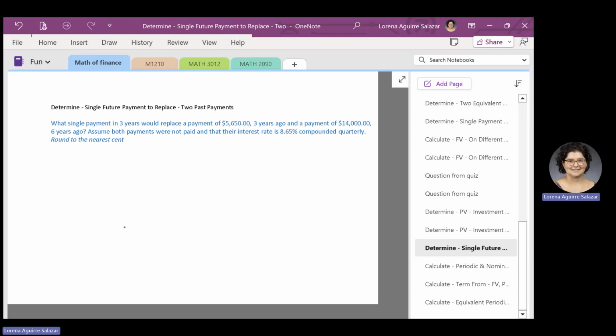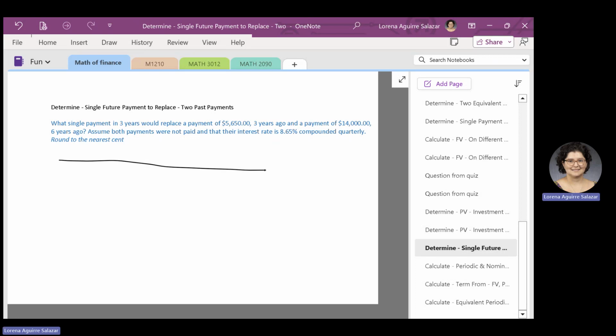To work with this problem, it's useful to remember that money has more value as time passes, and if there is interest being accumulated, the value of money changes with respect to time. Now, when we have a problem that involves various dates, like here, 3 years that pass, and then 3 years ago there was a payment that was due and not paid, and then 6 years before there was that payment, it's useful to draw a timeline.